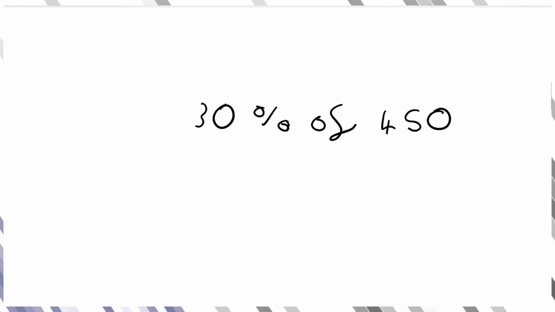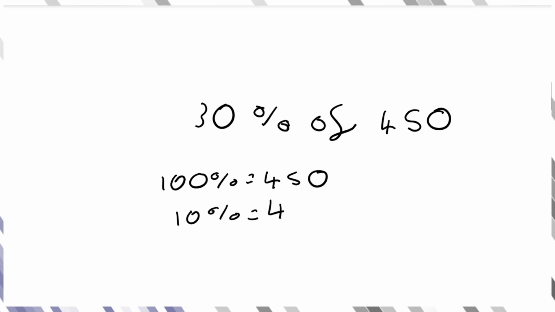So we can do a different method. We can find 10%, and then we could triple it, because 10% 3 times makes 30%. Alright, well, how many times does 10 go into 100? 10, 20, 30, 40, 50, 60, 70, 80, 90, 100. It goes into it 10 times. So to find 10% of a number, we just need to divide it by 10. 450 divided by 10 is 45. So that is 10%. 100% is 450. That's the starting amount. So now we know that 10% is 45.